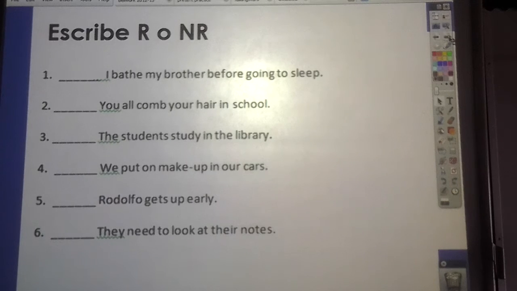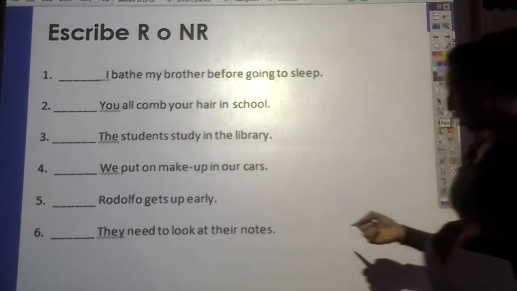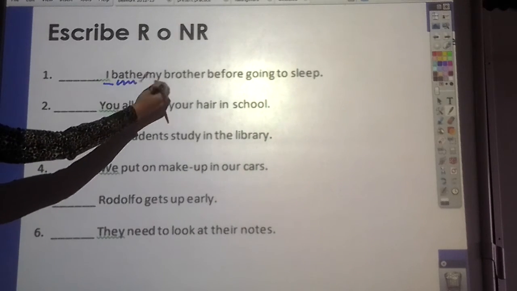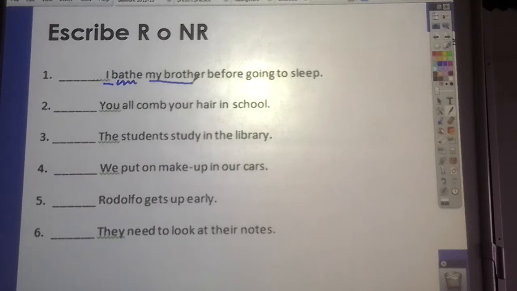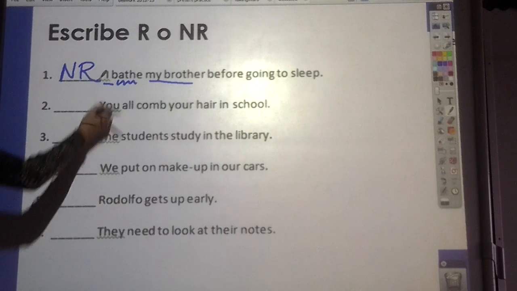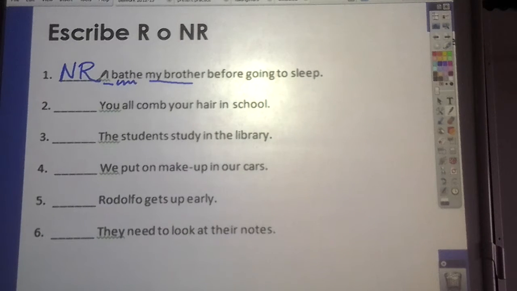Okay? So, number one, I bathed my brother before going to sleep. You need to think about if this is something that you are doing to yourself, or if you are doing the action and it's happening to somebody else. So, in number one, because you are doing the bathing and your brother is receiving the bathing, if we were to translate this sentence, it would be not reflexive. We would not need me, te, se, nos, os, or se.